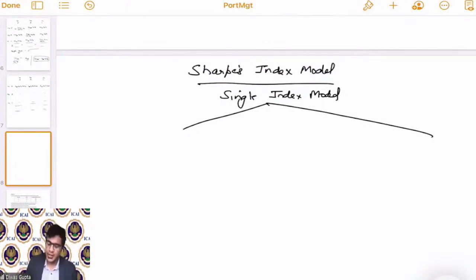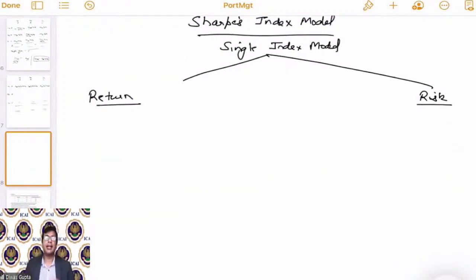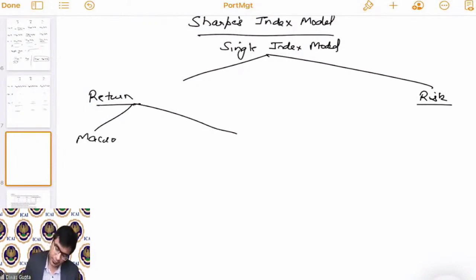So this model also suggests how to calculate the return and risk. It gives you a thought process of how to calculate a return. This model says that return you can always dissect into two parts: one which is caused by the macro factors, and one which is caused by the micro factors. Correct? Now, the macro factors here mean those factors that impact the overall economy.